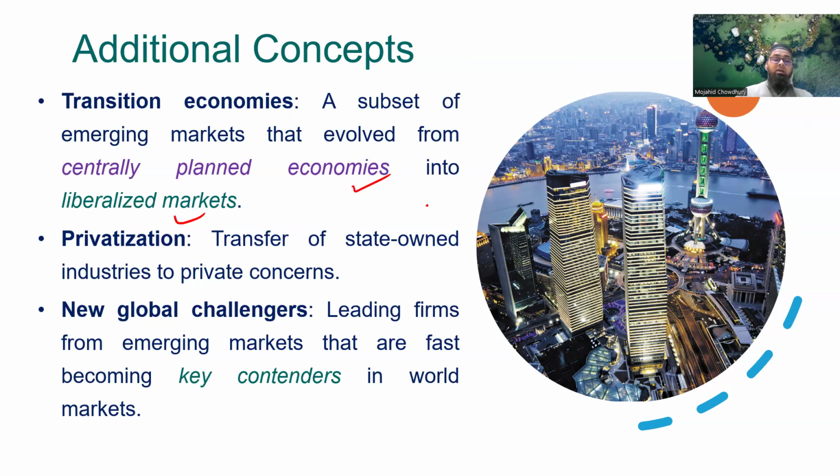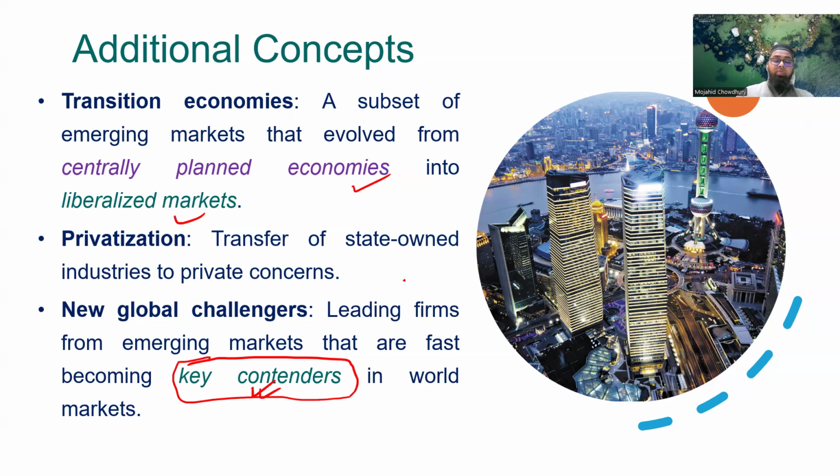So this is called the liberalized markets. Another is privatization. Privatization, we all know, is transferring the ownership from state-owned organizations or industries to private concerns. But another important one is called the new global challengers. These are leading firms from emerging markets that are fast becoming key contenders, one of the key business organizations in their country.